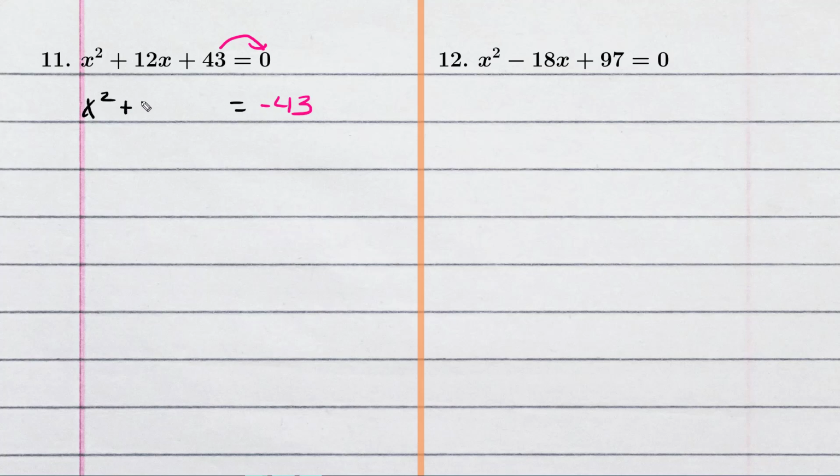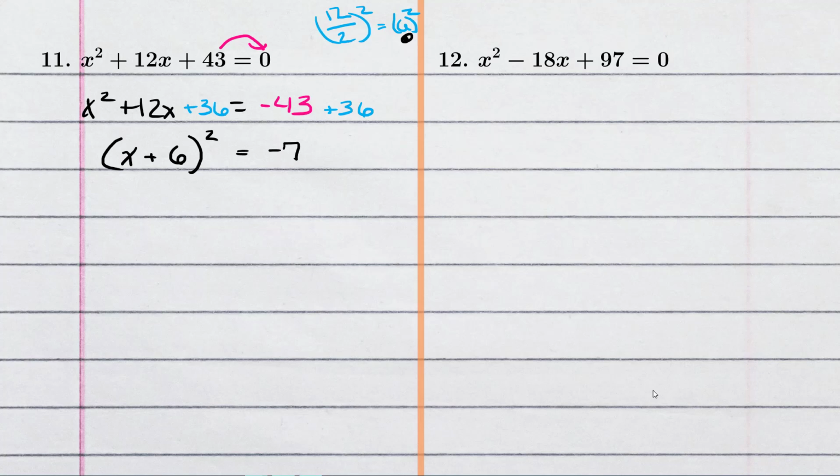And so we have x squared plus 12x. So now we need to find what number am I going to add to both sides. So 12 divided by 2 and square it. So that's going to give me 6 squared, which is 36 that I'm adding to both sides. So when I add that 36 to both sides, on the right-hand side, I end up with a negative 7. On the left-hand side, I go ahead and factor that, and so I have x plus 6 squared.